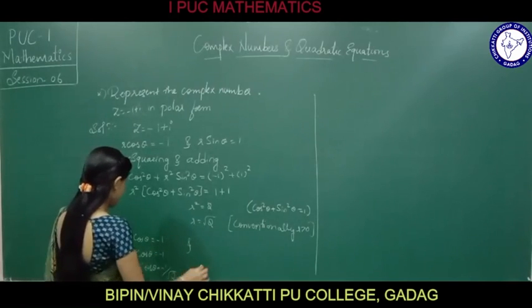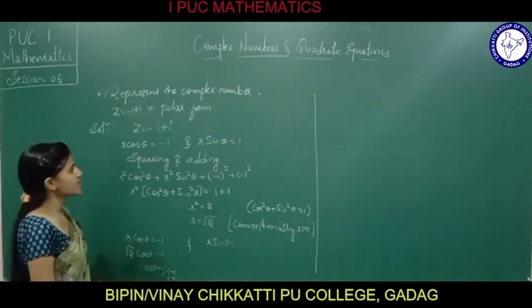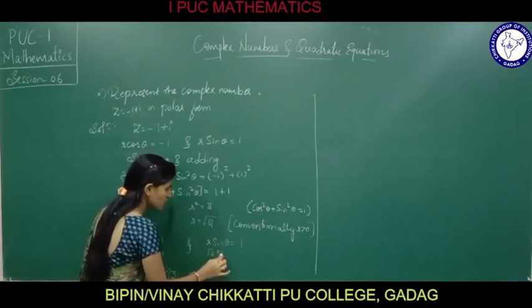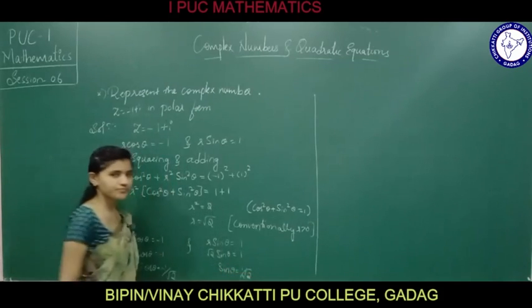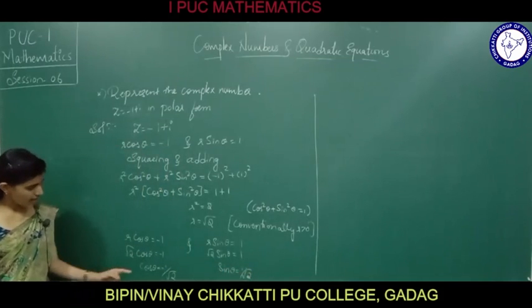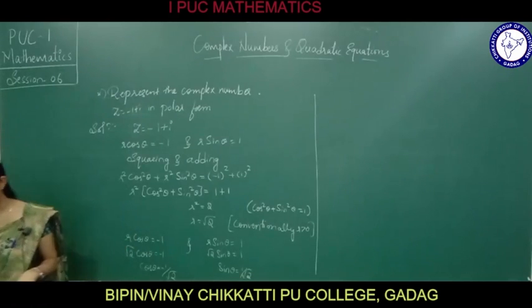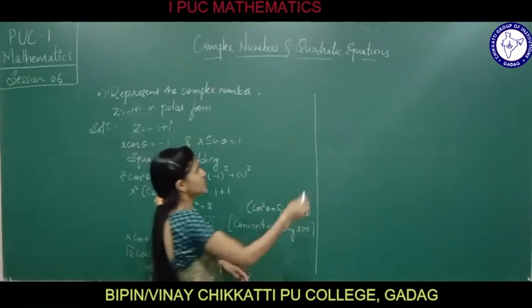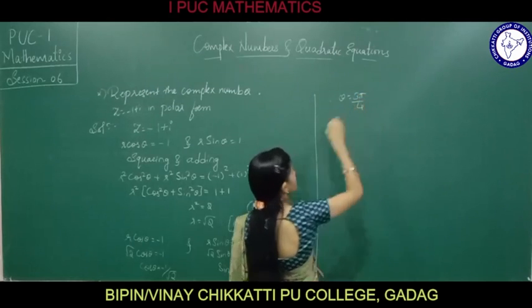And again what we are going to get? r sin theta. What is the value of r sin theta? We have 1. r is root 2. Root 2 sin theta is equal to 1. Sin theta is equal to 1 by root 2. See, for cos theta I have minus 1 by root 2, and for sin theta I have plus 1 by root 2. Then what should be the value of theta? Therefore the value of theta will be equal to 3 pi by 4.